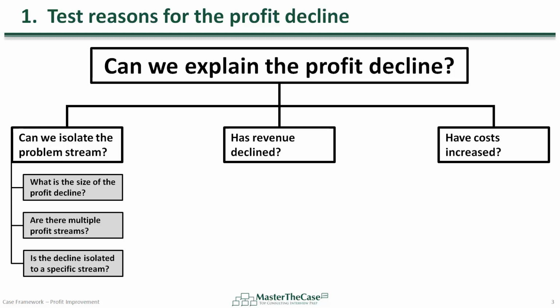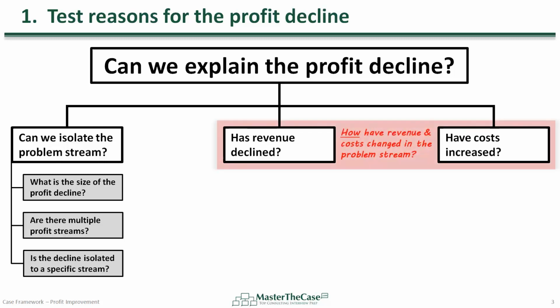Next, we'll analyze which profit driver has caused the decline, revenue or cost, focusing on the problem profit stream identified earlier. In order to efficiently prioritize between revenue and cost analysis, we will ask a key qualifying question. How have revenue and costs changed in the problem stream?